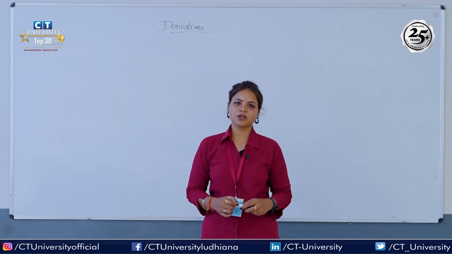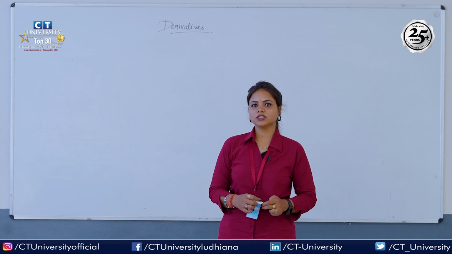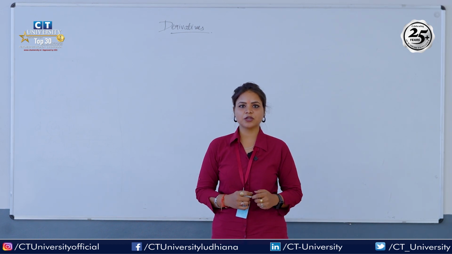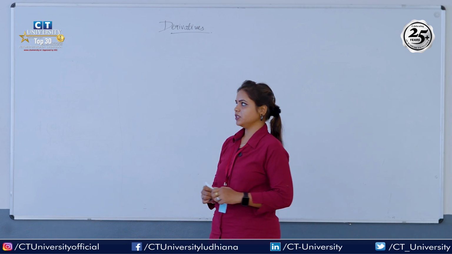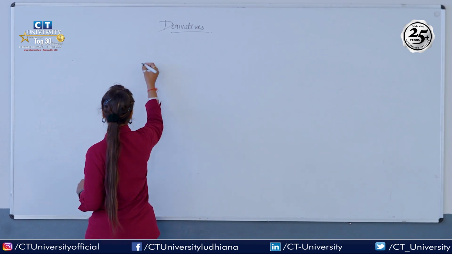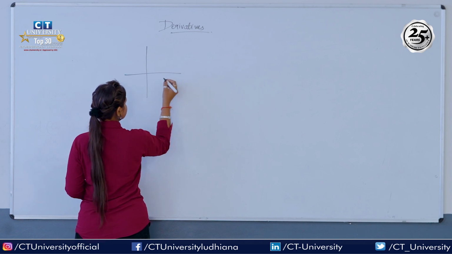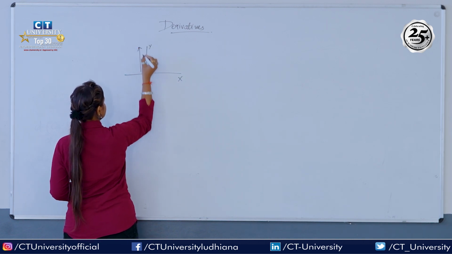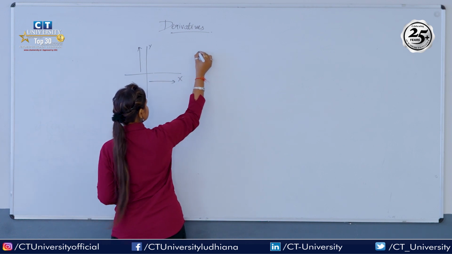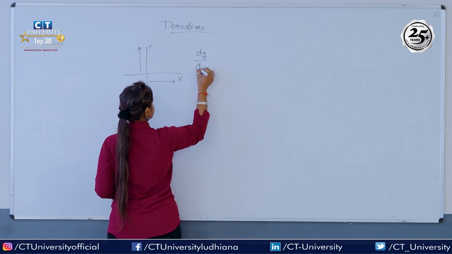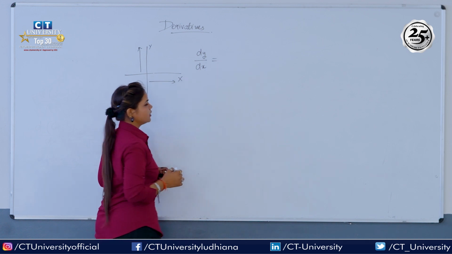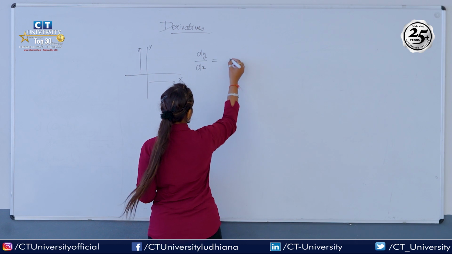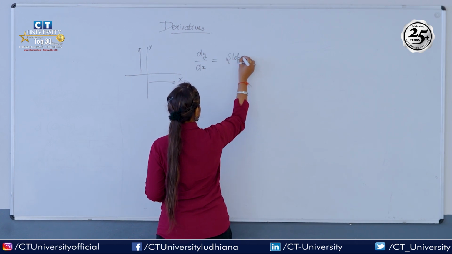Today we will discuss derivatives. First of all, the derivative is defined as the rate of change of one variable with respect to another. Let there be two variables x and y. The rate of change of y with respect to x is called the derivative of y with respect to x. It is also called the slope of a line, or the slope of a curve.